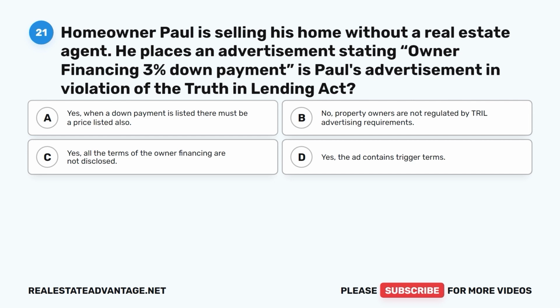Question 21. Homeowner Paul is selling his home without a real estate agent. He places an advertisement stating, "Owner financing, 3% down payment." Is Paul's advertisement in violation of the Truth in Lending Act? A. Yes, when a down payment is listed, there must be a price listed also. B. No, property owners are not regulated by TILA advertising requirements. C. Yes, all the terms of the owner financing are not disclosed. D. Yes, the ad contains trigger terms.